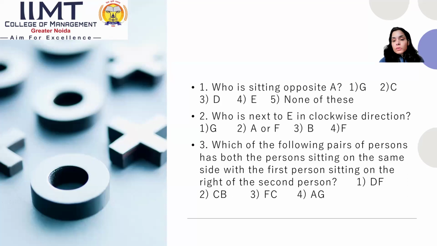Who is next to E in the clockwise direction? Meaning who is to the left side of E? That answer is B. Which of the following pairs of persons has both persons sitting on the same side with the first person sitting on the right of the second person? Meaning the first is to the right of the second, and if we look at our solution, we find that only A and G is the right answer.